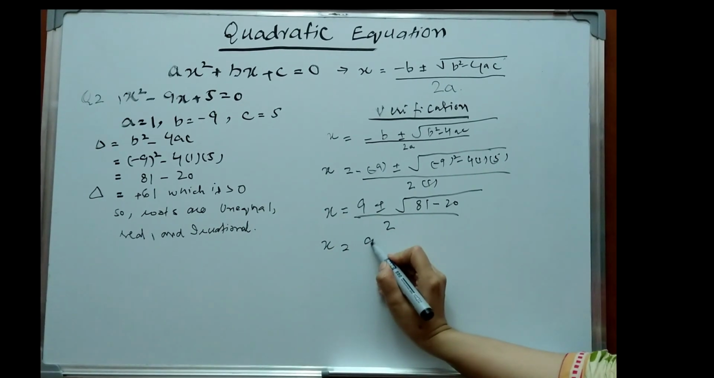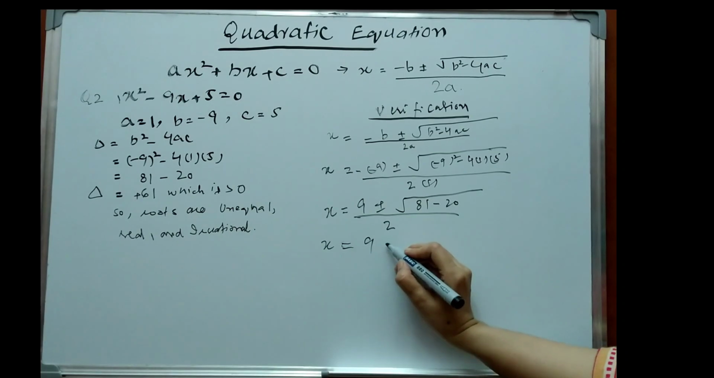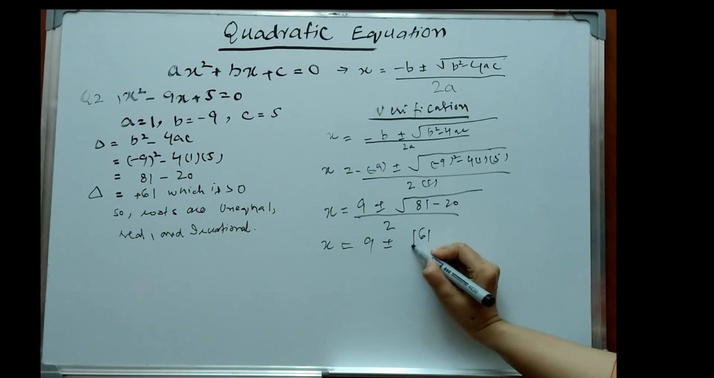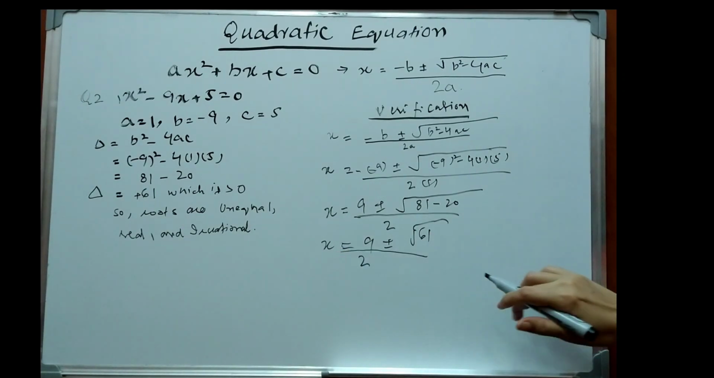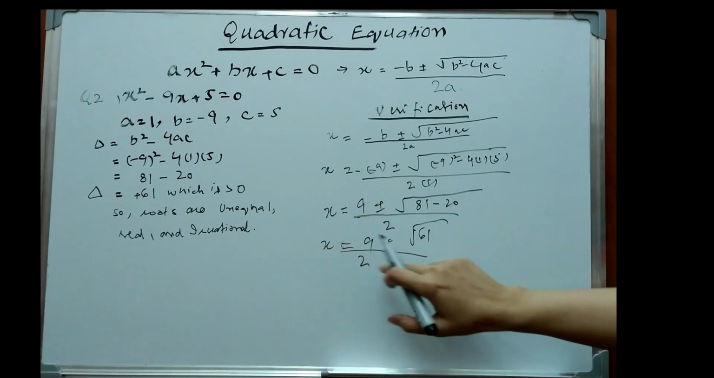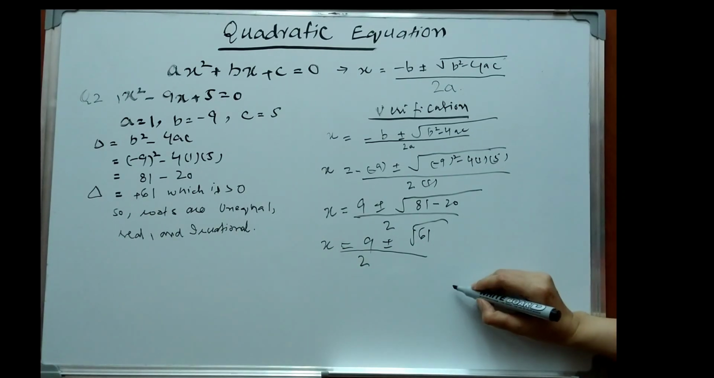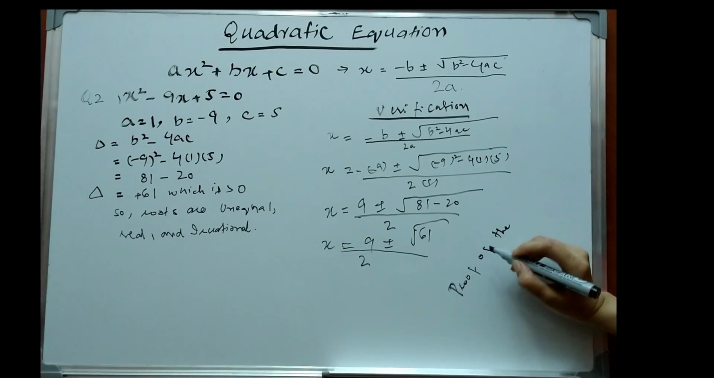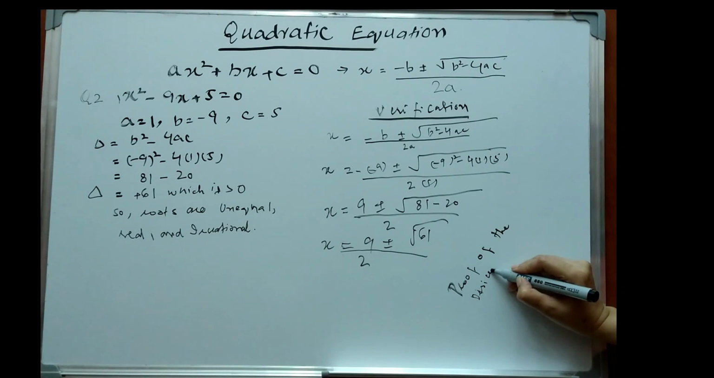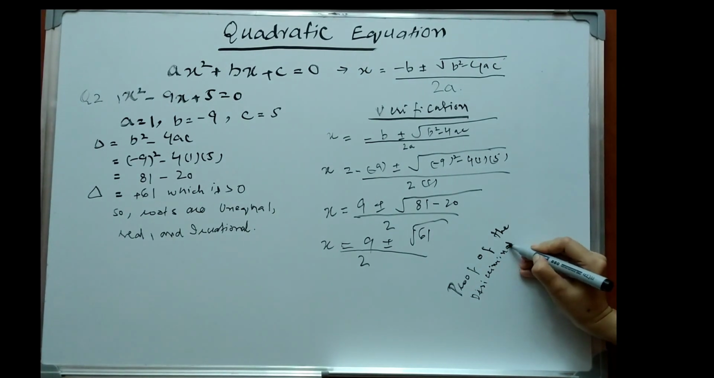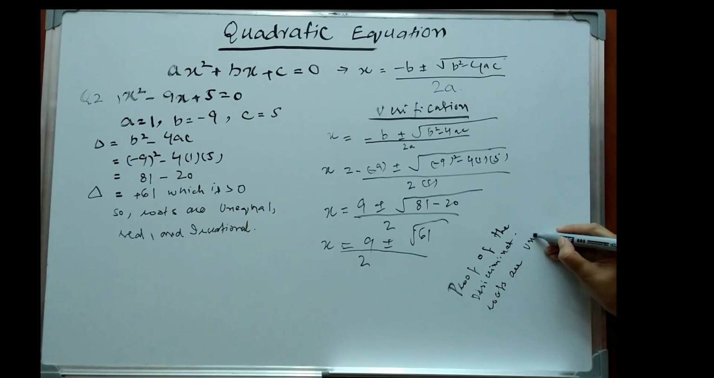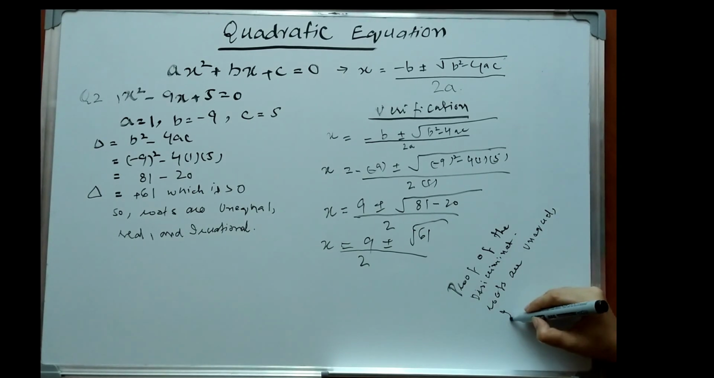x equals 9 plus minus root of 61. Now student, you can see that 61 is not a perfect square, so the roots are irrational and unequal. So this is the answer, proof of the discriminant of the above equation. Roots are unequal, irrational and real.